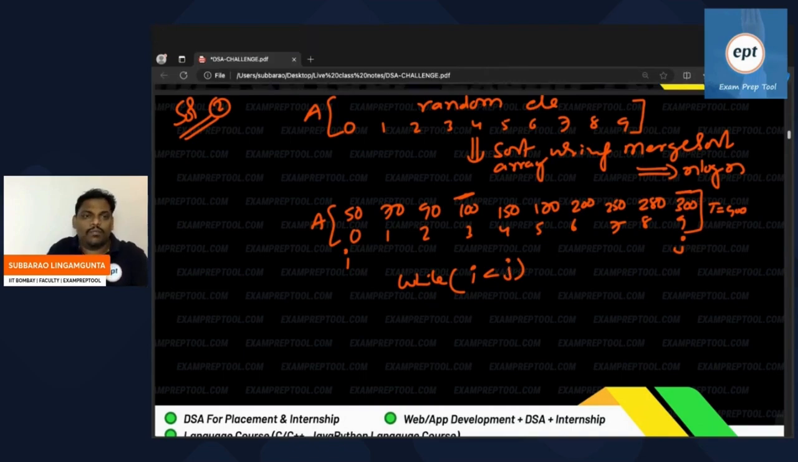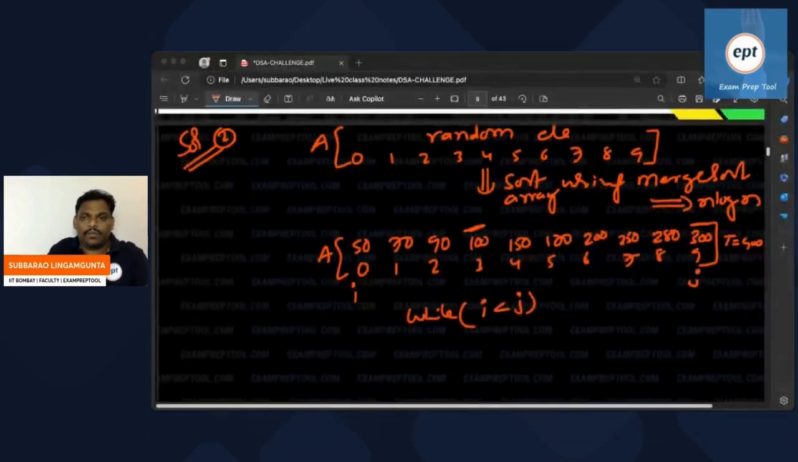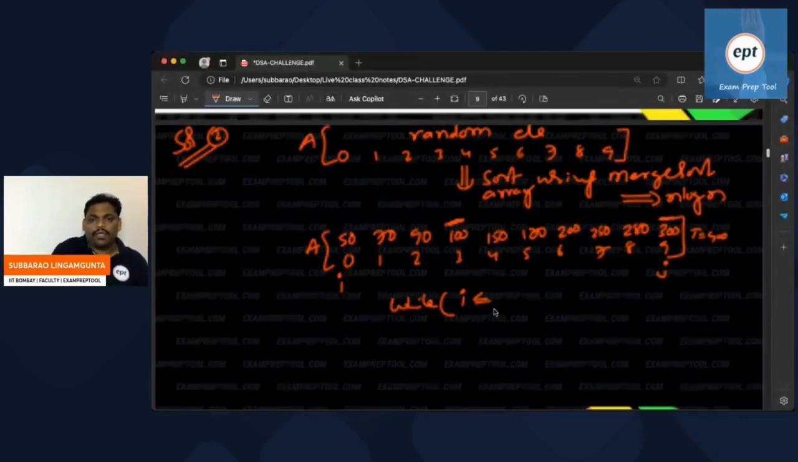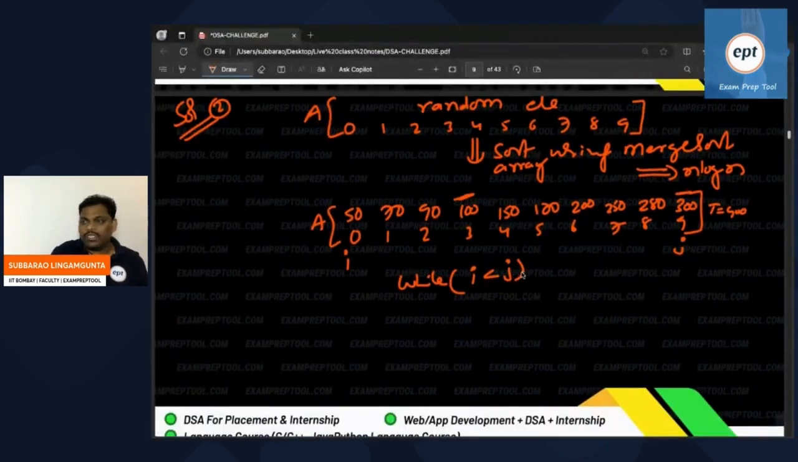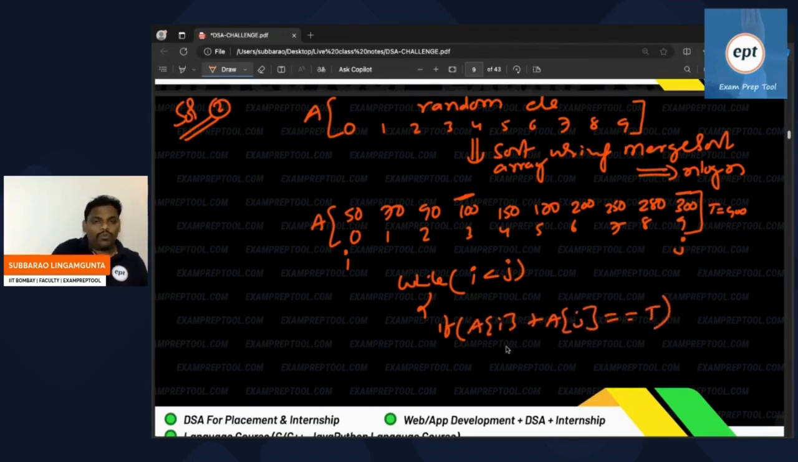Compulsorily I is smaller and J is bigger. Until this condition happens, check one thing. Carefully everyone: if A of I plus A of J is equal to target T, verify it. If true, return I comma J.